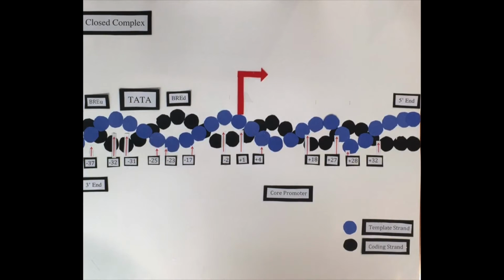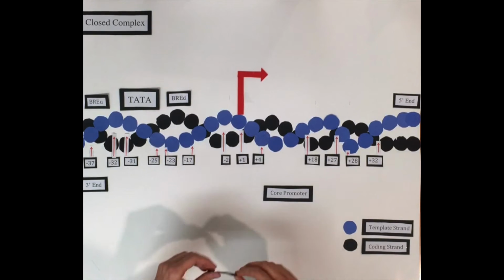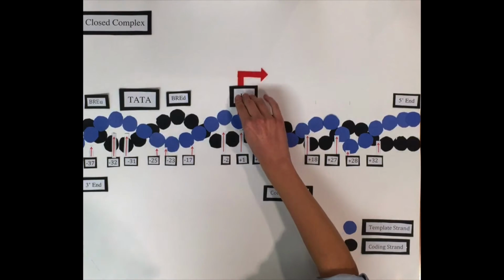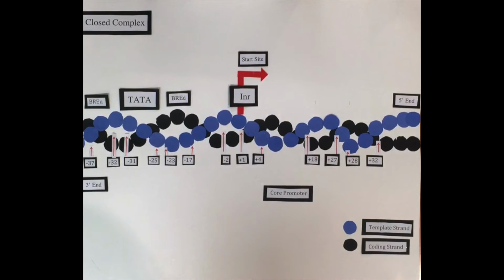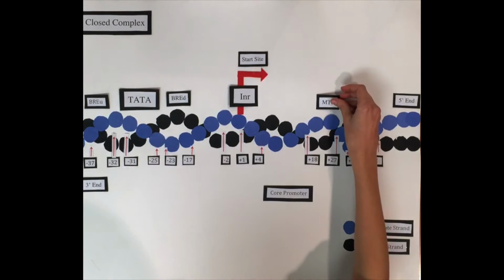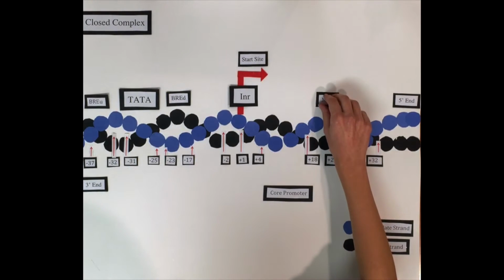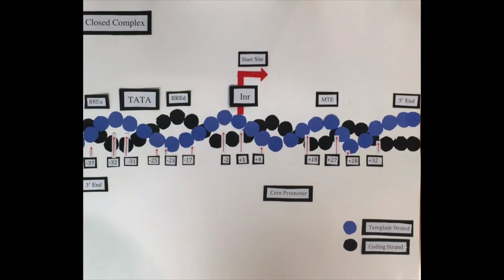Next, we have the initiator region, or INR, which includes the transcription start site and is located from -2 to +4. Further downstream, we have the motif 10 element, or MTE, which is found in some mammalian promoters. That is located between +18 and +27. And even further downstream, we have the DPE, or downstream promoter element.